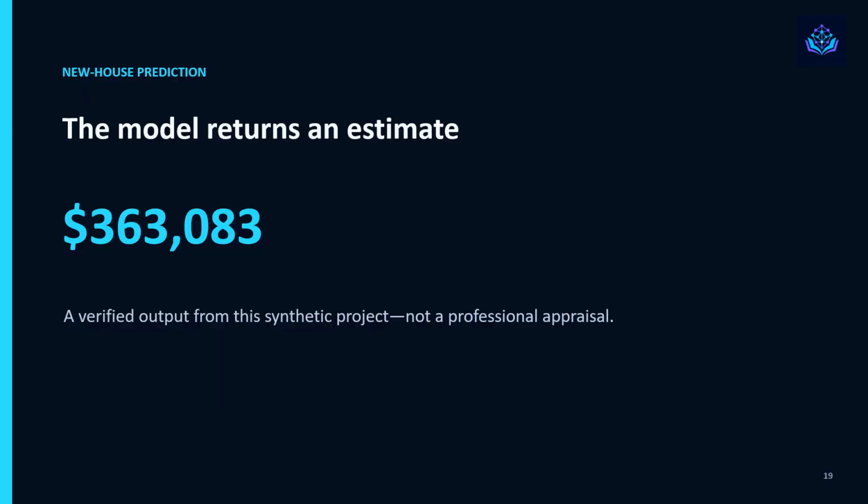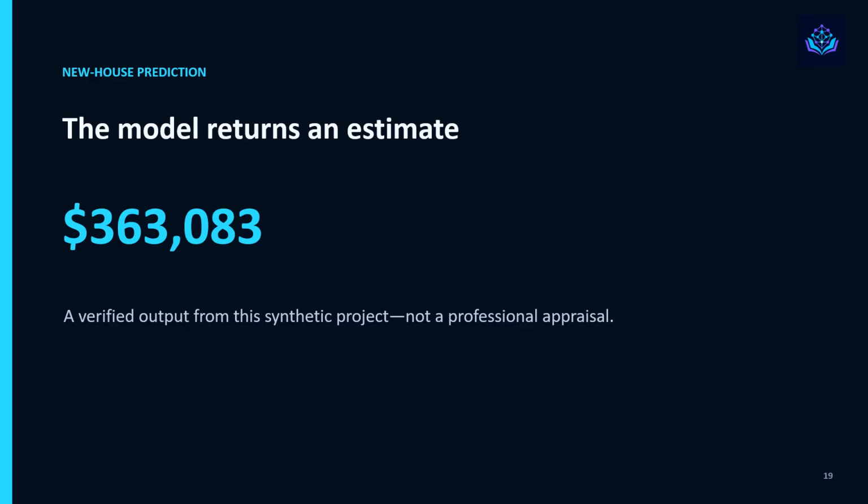Passing that row to model.predict produces a verified estimate of about $363,083. The number is not a professional appraisal. It is the output of our synthetic learning exercise. But the workflow is real. Collect examples, define features and target, split the data, fit a model, evaluate unseen predictions, and apply the trained model to one new example.